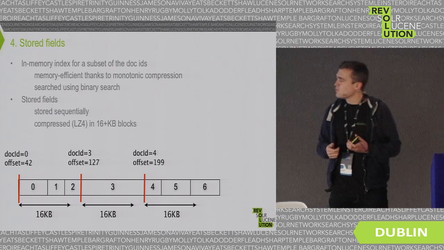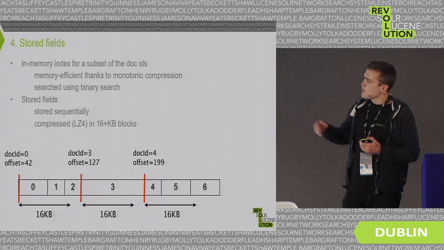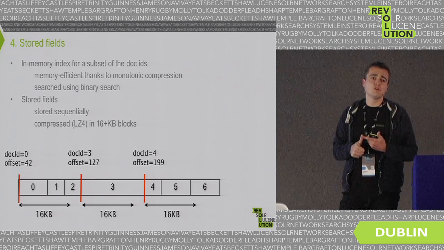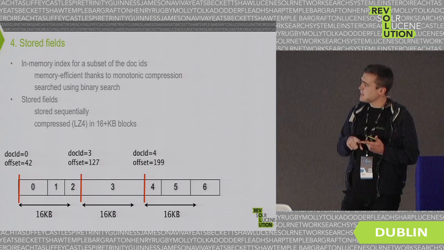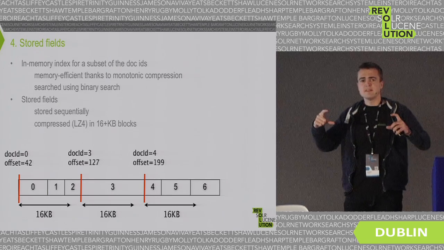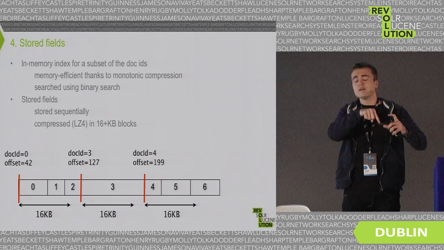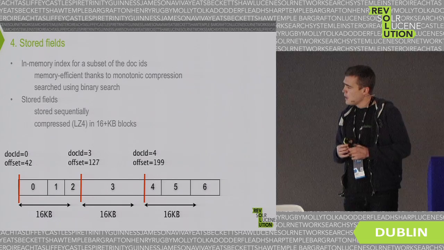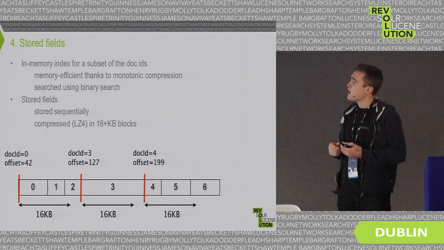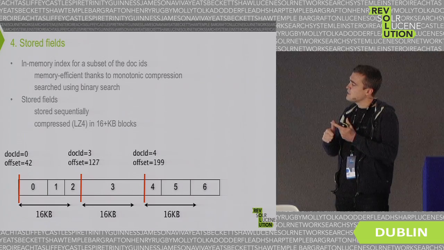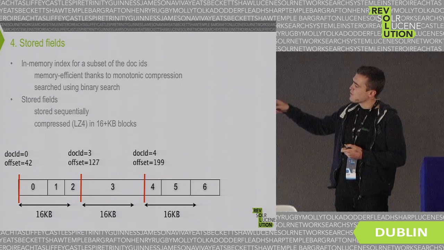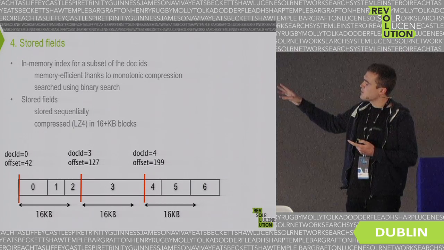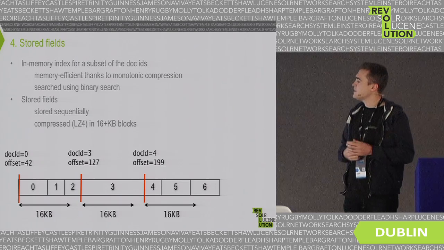So what we are going to do is that for every starting block, we are going to store a doc ID and an offset. The doc ID is the document ID of the first document which is stored in the block, and the offset is the offset in the stored field data file where we can find the stored field for this first document of the block. So for the first block, the index value is doc ID equals 0, offset equals 42. For the second block, we have doc ID equals 3, offset equals 127. And for the third block, we have doc ID equals 4, and offset equals 199.